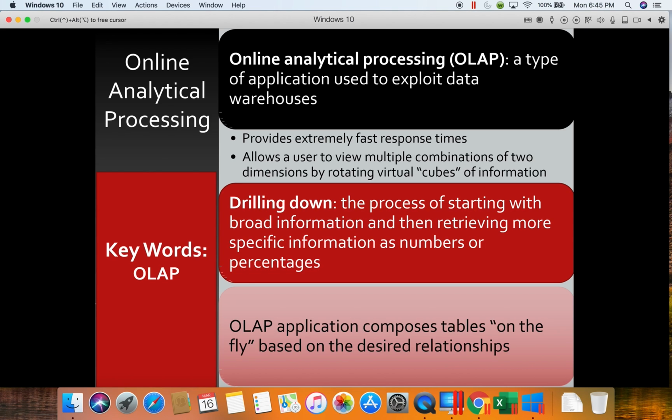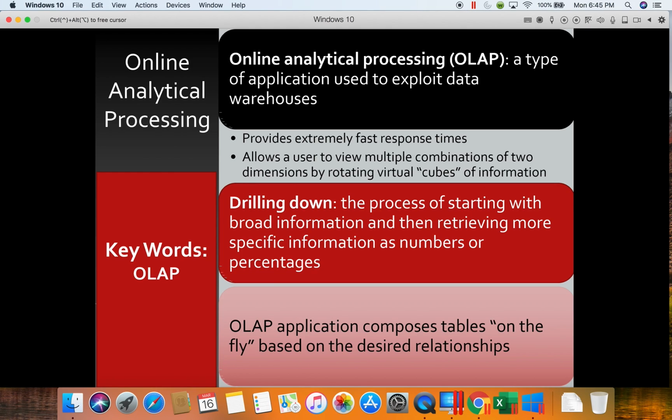They are sometimes explained as virtual cubes of information that the user can rotate and view the cube from different angles and see the different pieces of information in different relationships.